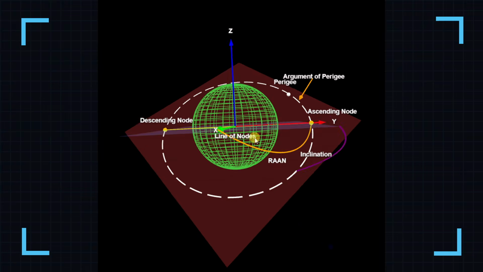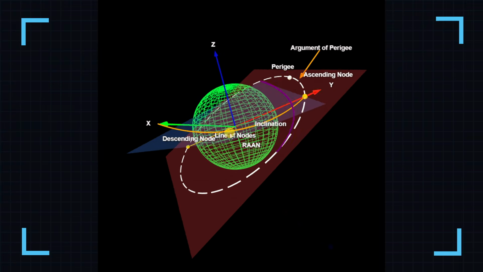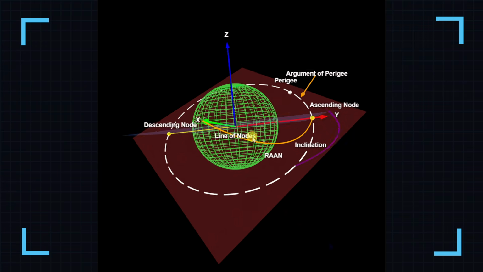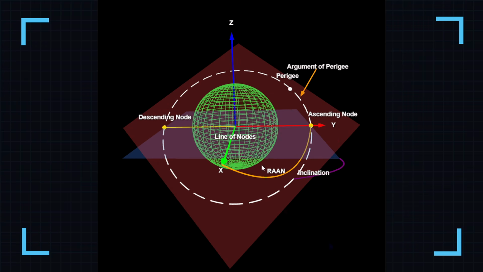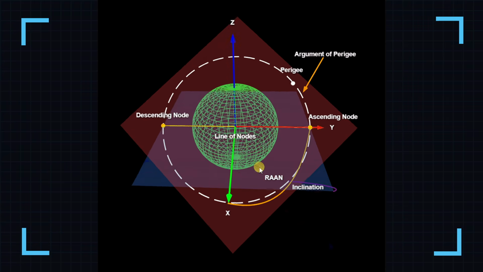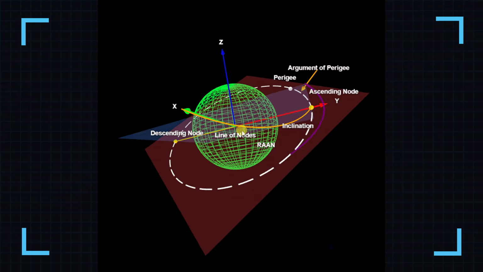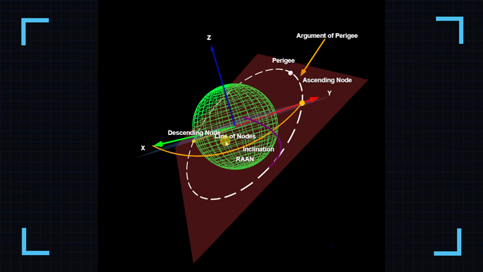The line connecting them in yellow is called the line of nodes. It's the intersection of the orbital plane and the equatorial plane, and both nodes always sit on this line. Next is perigee, and that is the white dot on the dotted line. It's the point in the orbit that's closest to Earth.